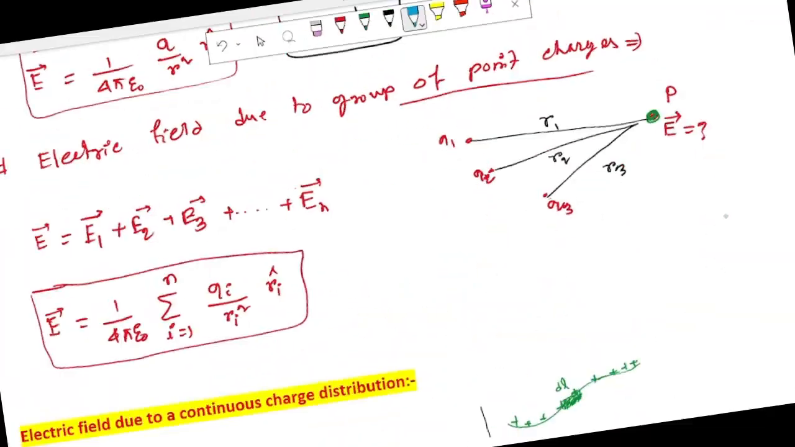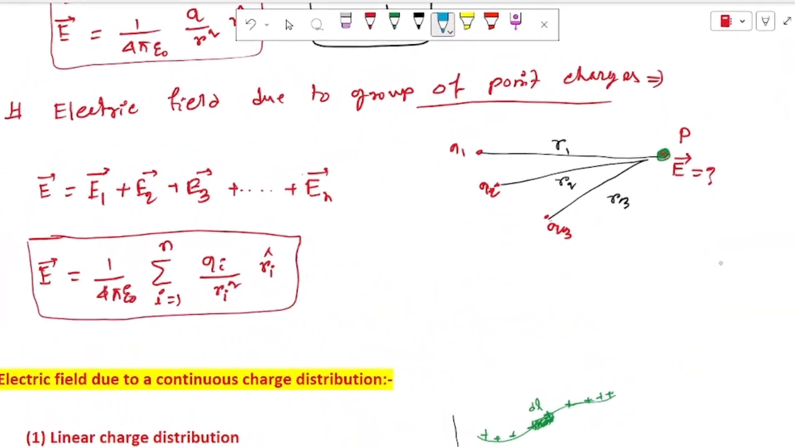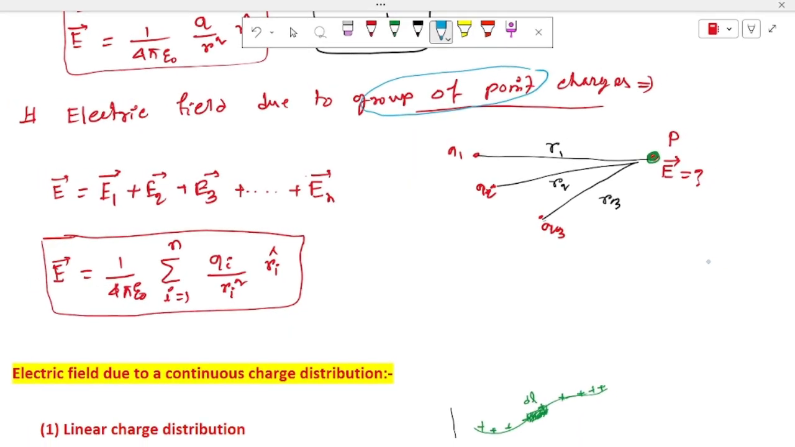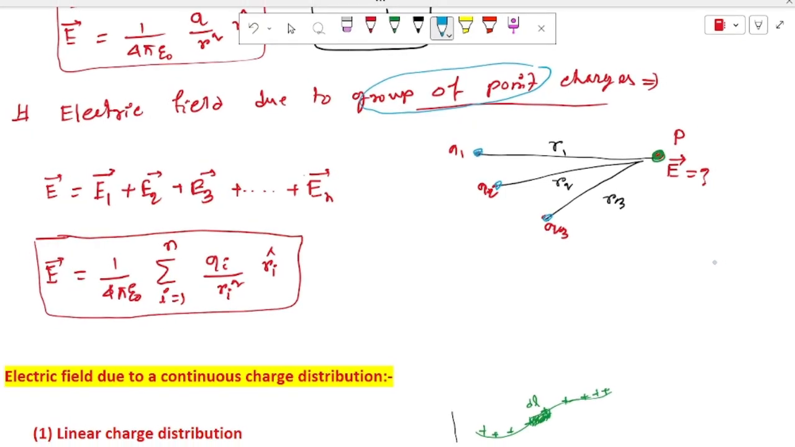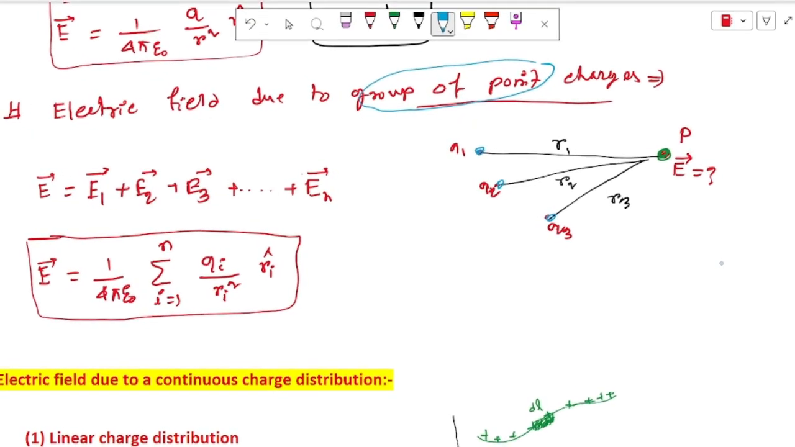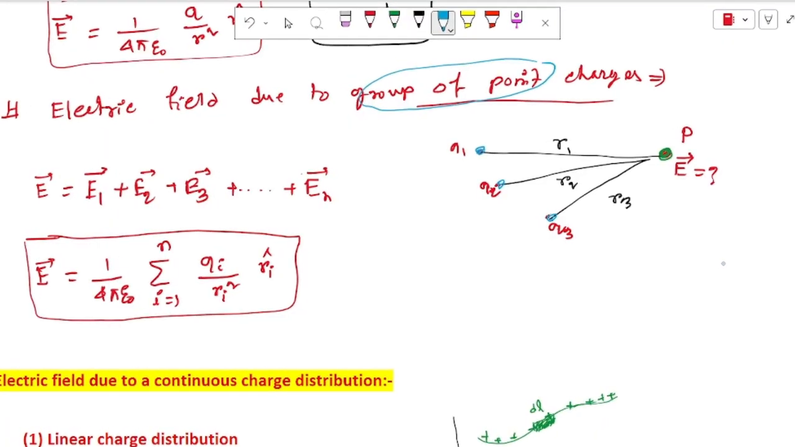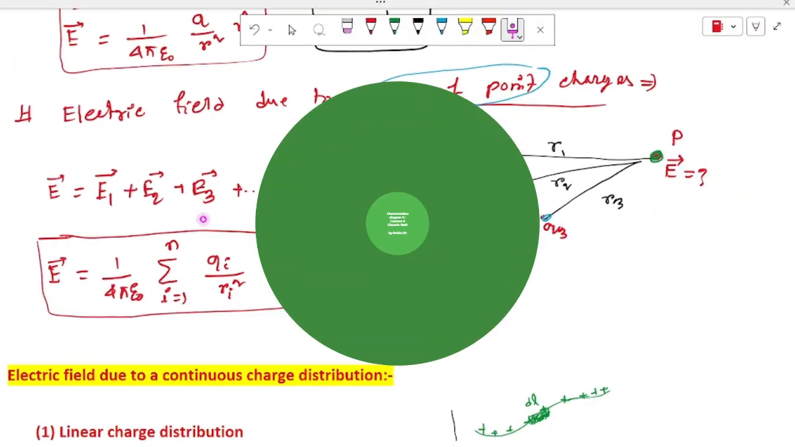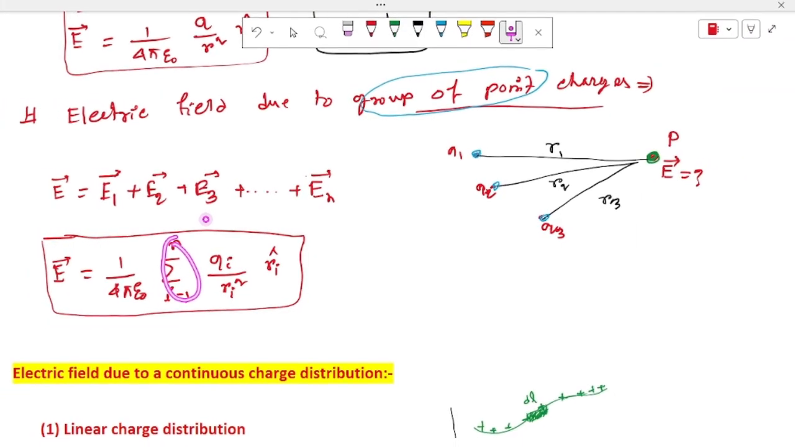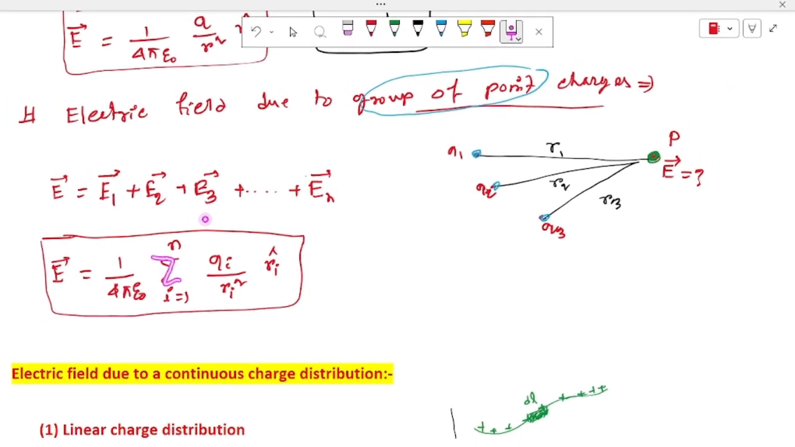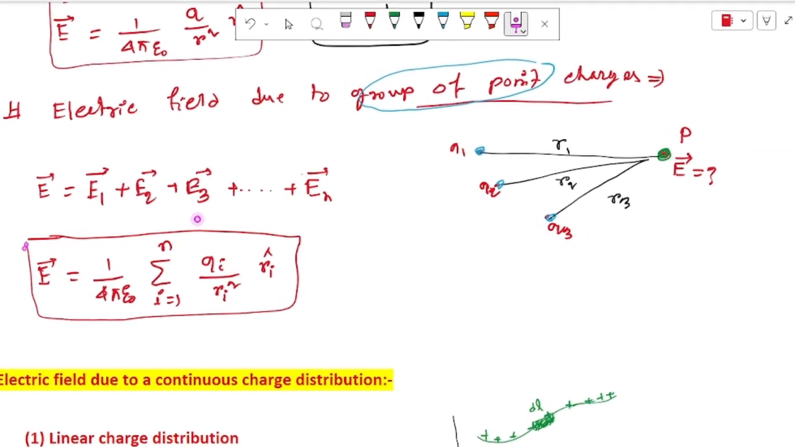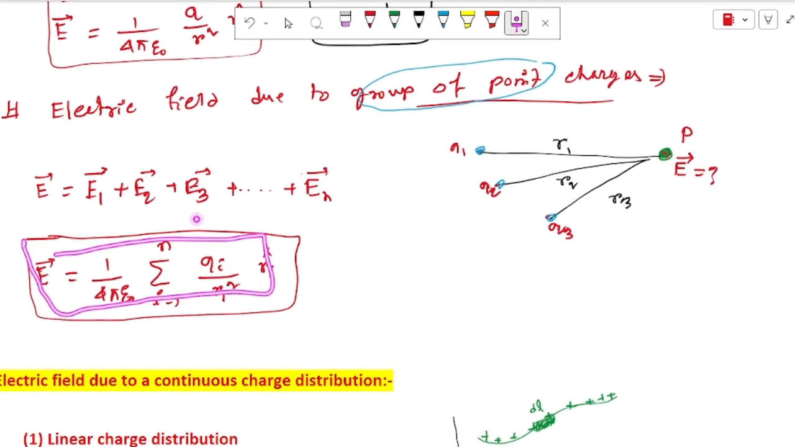Hello everyone. So far we discussed electric field due to a group of point charges. When charges are discrete, that means we can distinguish charge Q1, Q2, Q3. So due to this discrete charge distribution, what is the expression of electric field at the point P? We came to know that this is 1 by 4 pi epsilon naught summation over i equal to 1 to n, Qi by Ri square Ri cap. So this is the expression of the electric field when charges are discrete.